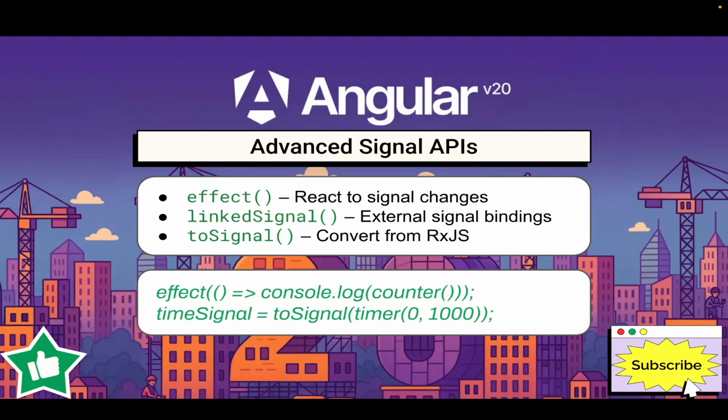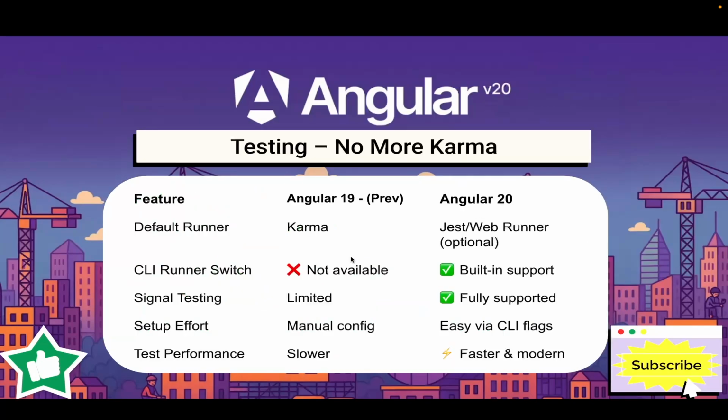In the signal also there are a few things, okay. Advanced APIs were introduced, like effects, which react to signal changes, and linked signal, external signal binding, and toSignal, which converts from RxJS. Suppose you are getting any RxJS variable, okay, then if you want to convert it to a signal, you can use toSignal. Effect means suppose you are changing some value, but with that effect you want to call some API or you want to store in the local storage, you can do that one as well. Then we'll move to the next, which is, okay, testing framework.